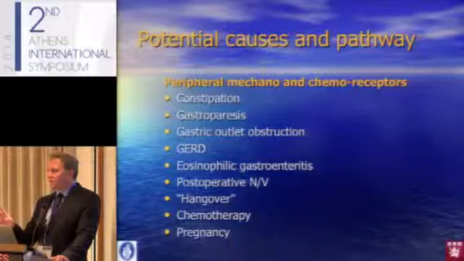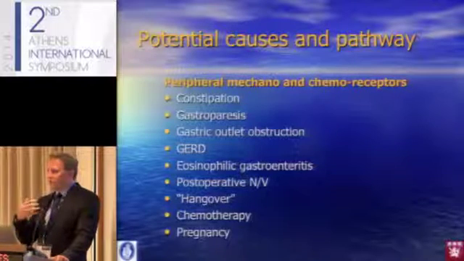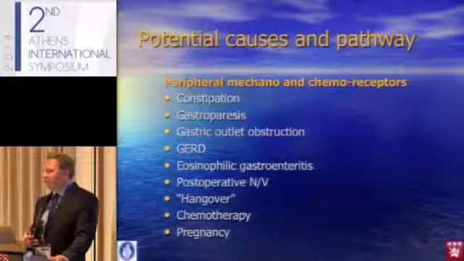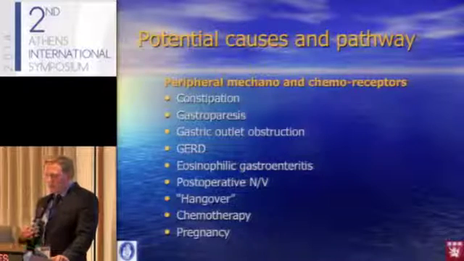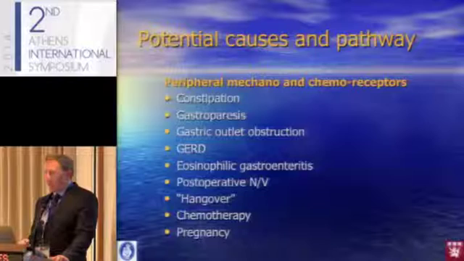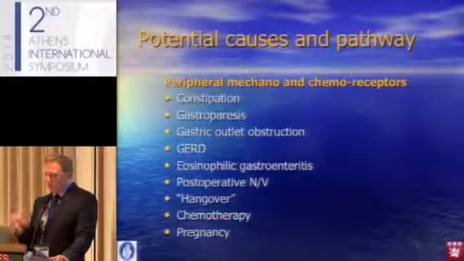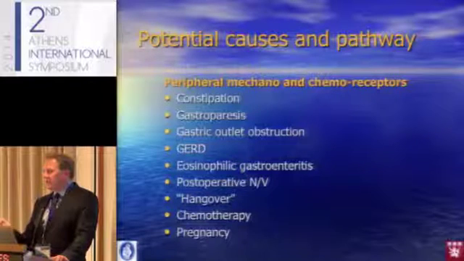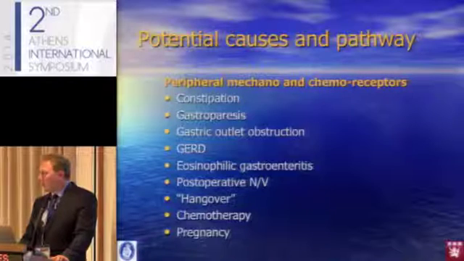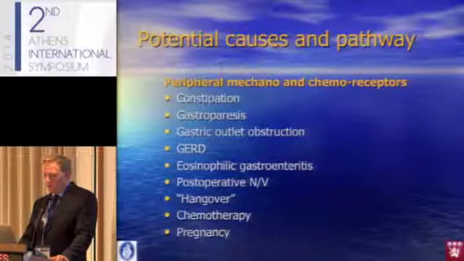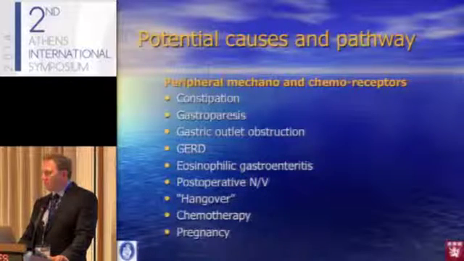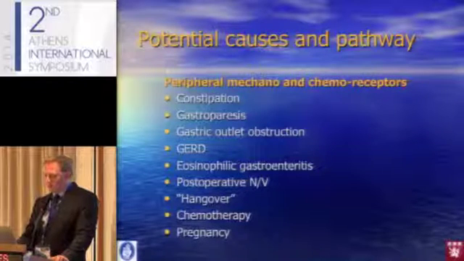The third area, of the brain, or let's say the body, is actually peripherally: mechano- and chemoreceptors that are in the gut, at the mucosa, the viscera, and these receptors primarily act via vagal responses and are transmitted to the brain. The diseases that are primarily targeting these receptors are constipation, gastroparesis, gastric outlet obstruction, gastroesophageal reflux disease, eosinophilic gastroenteritis. Postoperative nausea and vomiting is primarily these receptors, but also the chemoreceptor trigger zone.